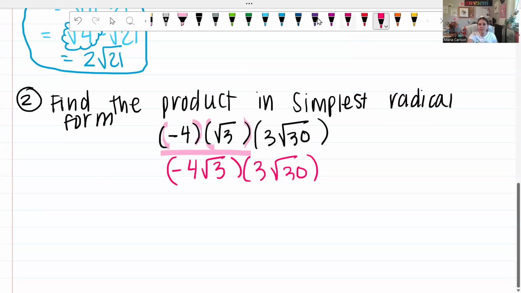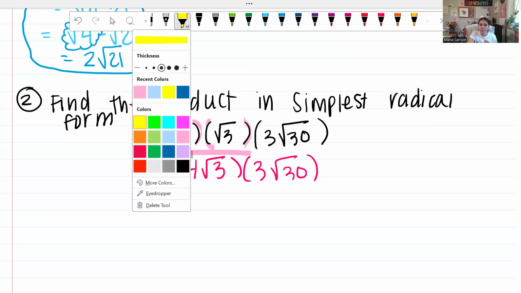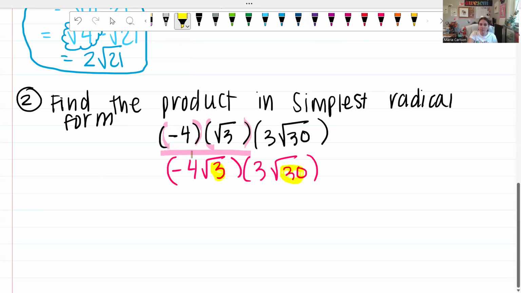And now to simplify this, or to actually multiply, I'm going to begin by multiplying our inside numbers, and our inside numbers are 3 and 30. So underneath the radical, we're going to multiply 3 times 30, those inside numbers, and then outside of the radical, we will multiply the outside numbers, -4 times 3. And -4 times 3 will be outside. So multiply your outside numbers together, multiply your inside numbers together.